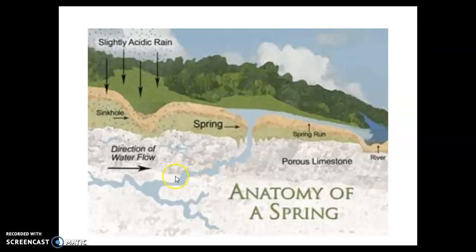And this is just an example of the emergence of a spring. So this would be our groundwater that is flowing underground, and then eventually it will get to a point where it is forced up and out into surface water.